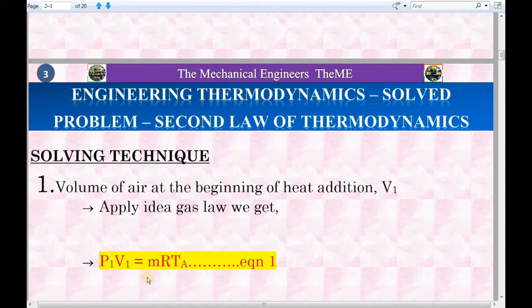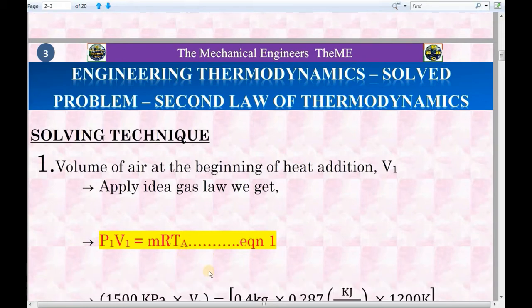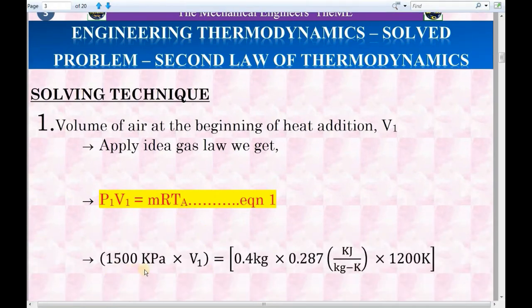In this formula, we know the values of P1, m, R and Ta. So just substitute the values. We get 1500 kilopascal into V1 is equal to 0.4 kg into 0.287 kilojoule per kg Kelvin into 1200 Kelvin. In this LHS, kilopascal is 10 power 3 Newton per meter square.